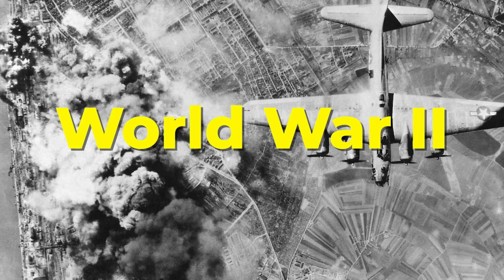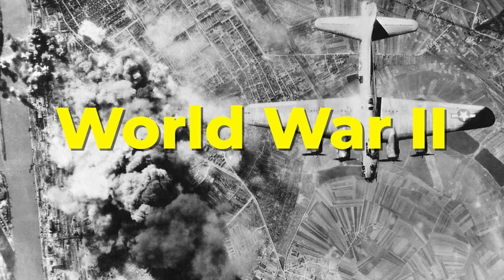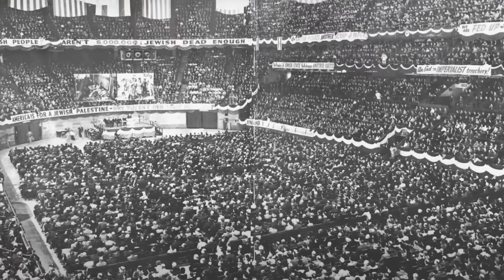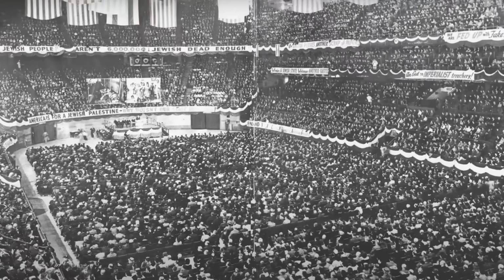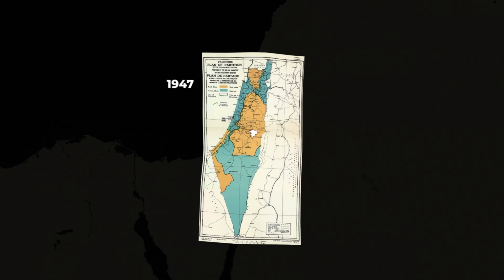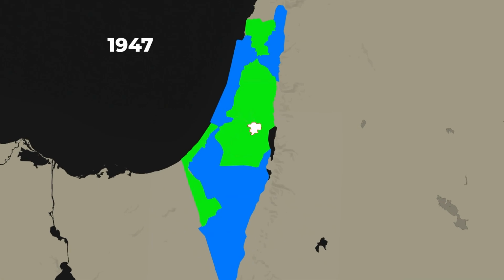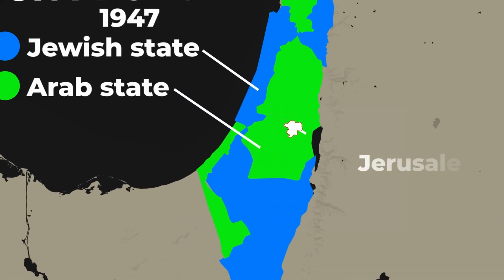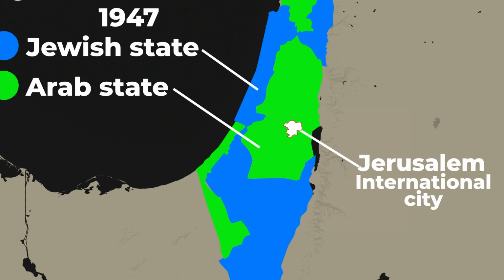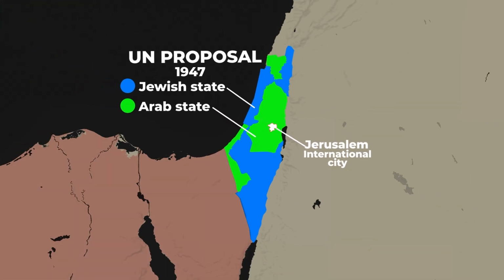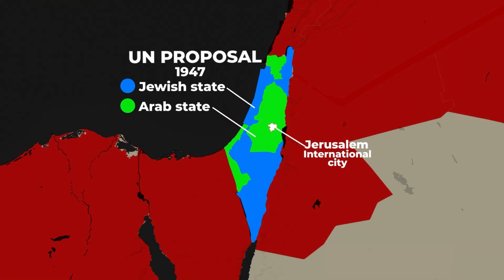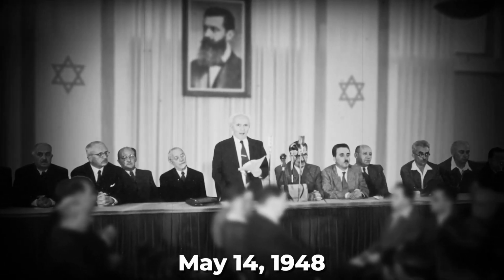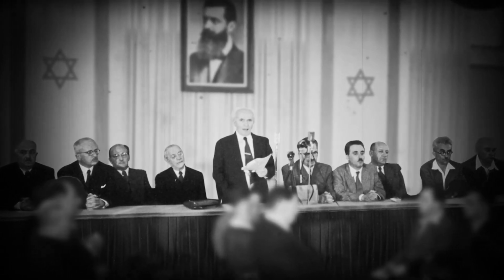World War II brought about dramatic changes. In the aftermath of the Holocaust, global sympathy for the Jewish people intensified, accelerating calls for a Jewish state. In 1947, the United Nations proposed a plan to partition Palestine into separate Jewish and Arab states, with Jerusalem as an international city. The Jews accepted the plan, but the Arab states and Palestinian leaders rejected it. On May 14, 1948, David Ben-Gurion declared the establishment of the State of Israel.